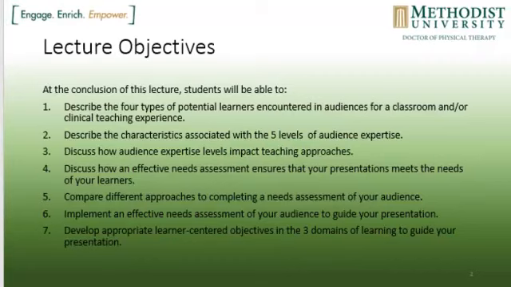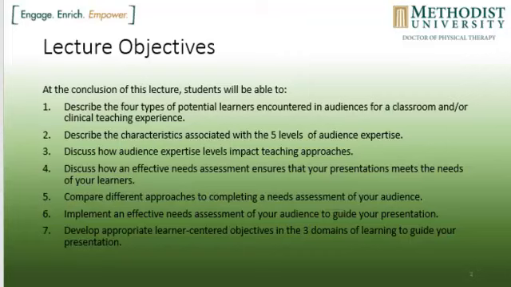What do we hope to do out of this lecture? Describe the four types of potential learners. We've talked about that already with Kolb's learning cycle. Describe the characteristics associated with 5 levels of audience expertise. Discuss how audience expertise levels impact teaching approaches. Discuss how effective needs assessment ensures that your presentations meet the needs of your learners.